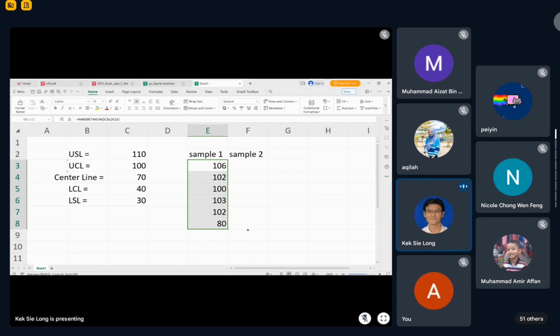What if I have two samples? The numbers in these two samples are still in the control limit. Okay, still have any point in the control limit? No, right? You see, 103 is out of control. You see anyone? No. We notice that 103 is out of the control.